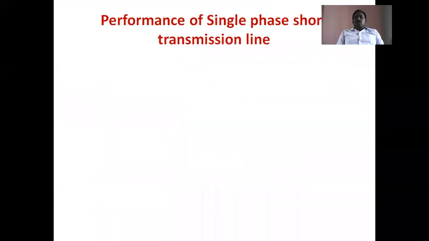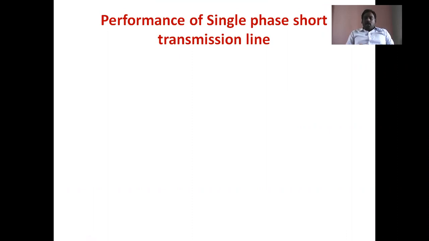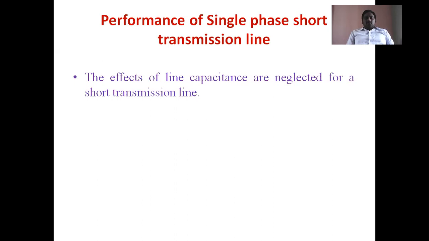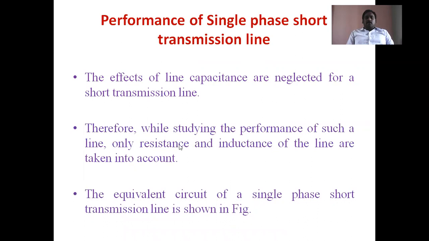That means the transmission lines which have less than 80 kilometers length and operating voltage less than 20 kV, such type of transmission lines are called short transmission lines. In this transmission line, we can neglect the capacitance because of its smaller length and lower voltage. That's why the short transmission line capacitance effect can be negligible, and it can be represented with only resistance and inductance.